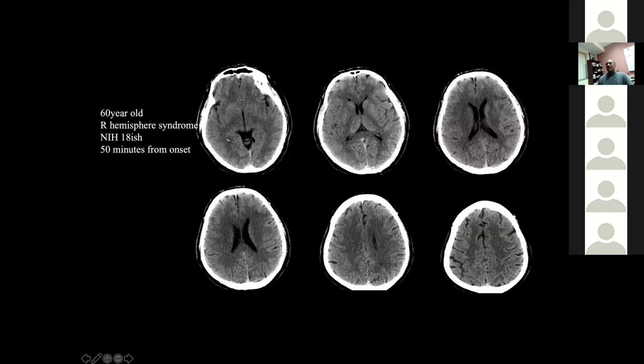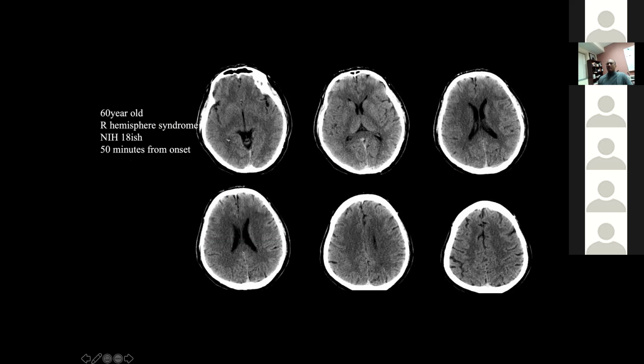So just to give you an example of eloquence from a practical stroke perspective, this young person, 60-year-old, NIHSS 18-ish, 50 minutes from onset. This person came in, and practically speaking, when a person comes like this, I don't really care what the imaging shows. I'm going to go open the vessel in this situation.